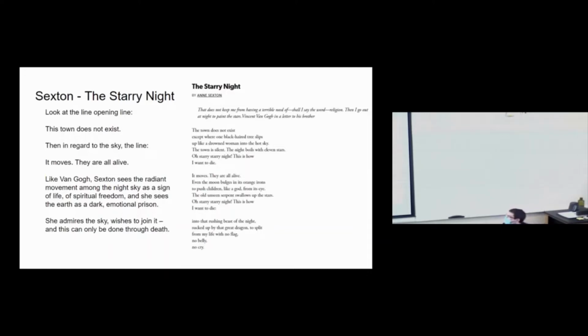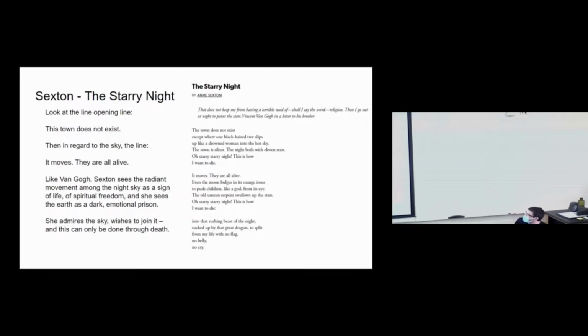Yet contrastly, she praises the sky just like Vincent van Gogh. She goes, oh, starry, starry night, with an exclamation point there. Then she says, it moves. They are all alive. The moon bulges in its orange irons. So you can see she's doing the same exact thing that Vincent van Gogh was doing, except she's using words to do it. She's not using an image to do it. That goes back to our earlier definition, a verbal representation of the visual. She's using words to describe the visual.